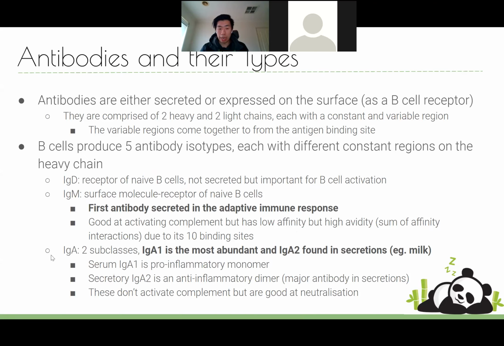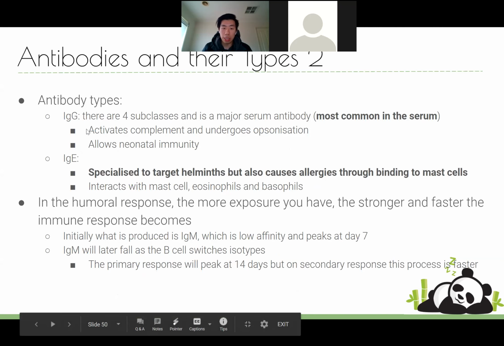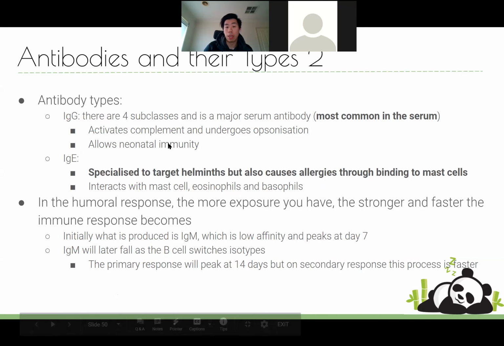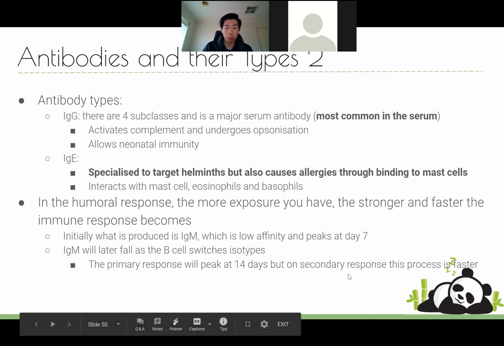You can also get IgA, and there are 2 subclasses. IgA1 is the most abundant, and IgA2 is found in secretions. IgA1 is pro-inflammatory, IgA2 is anti-inflammatory, and that's why it's in those secretions. These don't activate complement, but are good at general neutralization. Then there's IgG, which has 4 subclasses, is most common in serum, and is activated later down the line, showcasing better immunity. And then your IgE, which is your target for helminths, but also causes your allergies and things like that.